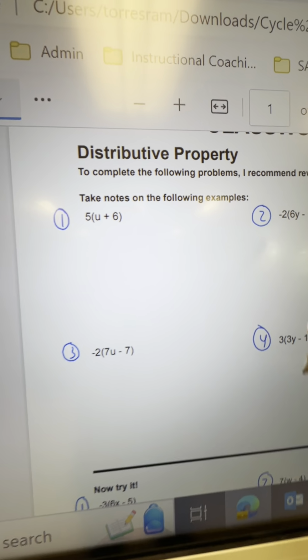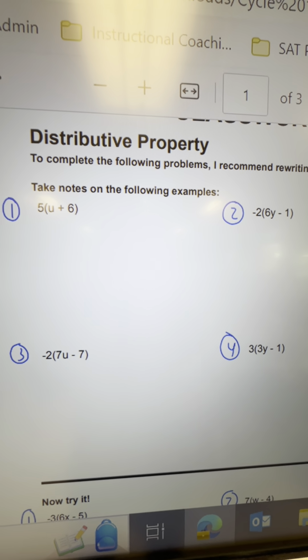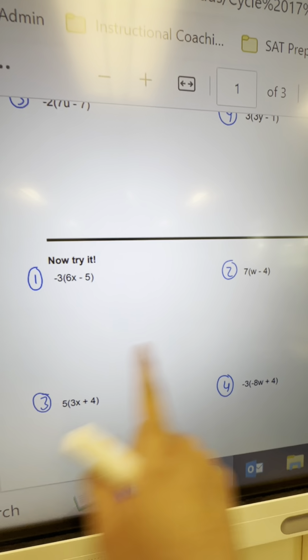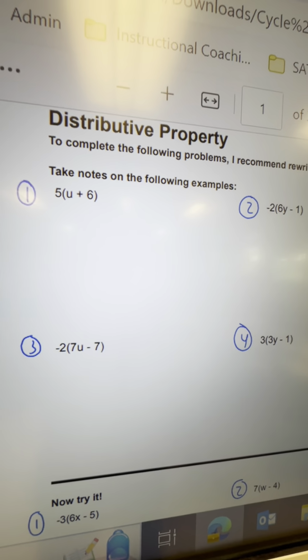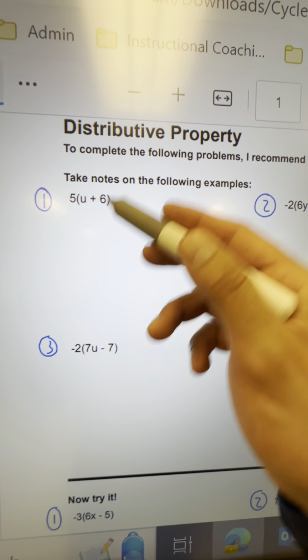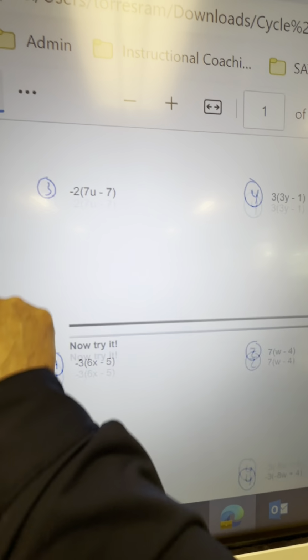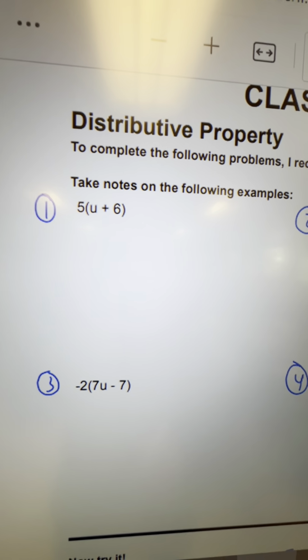So let's look at these problems with the distributive property. So I want you to take notes on these 4 examples. And after that, you're going to try these next 4 problems here. And what I recommend on your paper is just to number these out, 1, 2, 3, and 4. Similarly, 1, 2, 3, 4 down here.